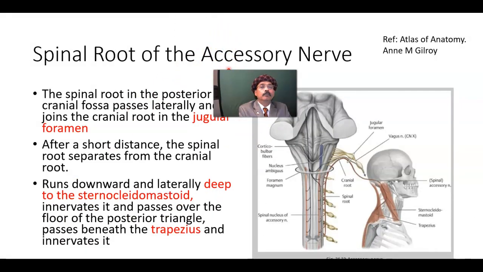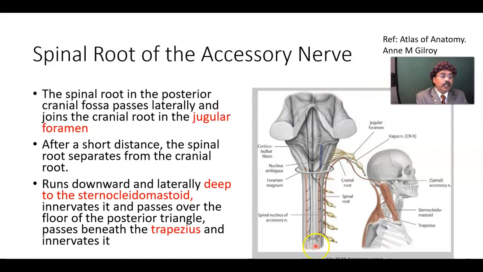Okay, so we'll go to the spinal root of the accessory nerve. It arises from C1 to C5, from the spinal nucleus of the accessory nerve that is present in the anterior gray column of the spinal cord. From there, the spinal root comes out between the ventral and dorsal cervical spinal nerve roots, and goes through the foramen magnum. In the jugular foramen, it comes into contact with the cranial root. Then it splits again and innervates the sternocleidomastoid muscle, passes over the posterior triangle of the neck, and innervates the trapezius muscle. Okay, so we got that.